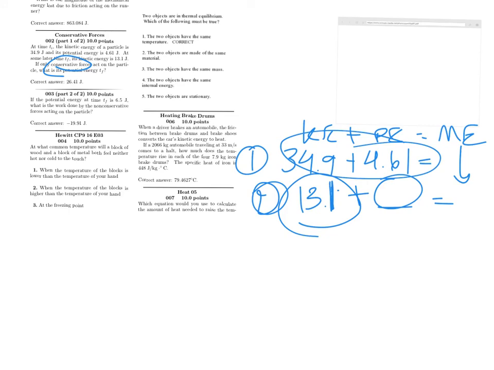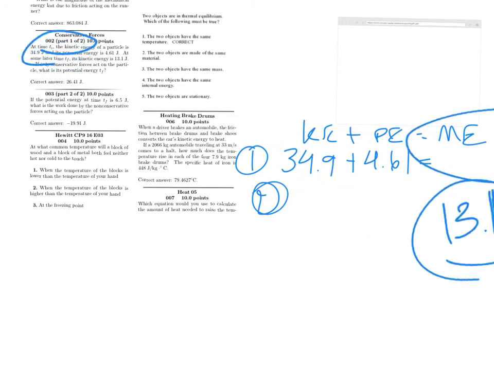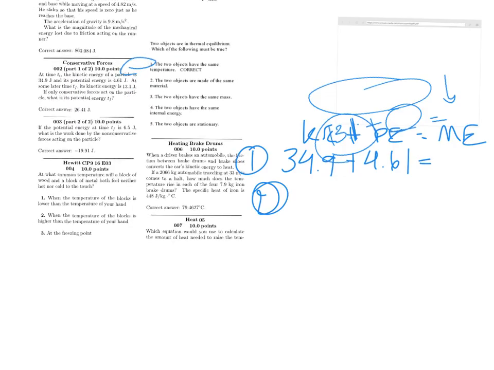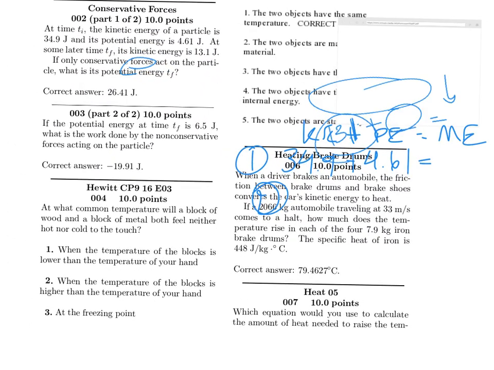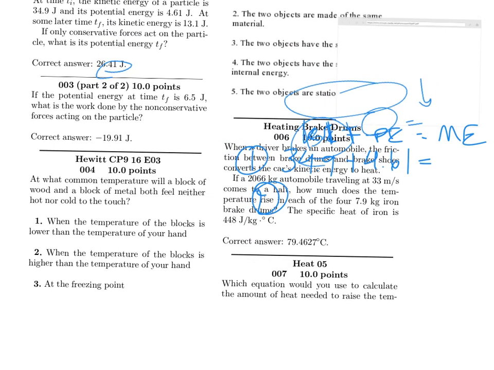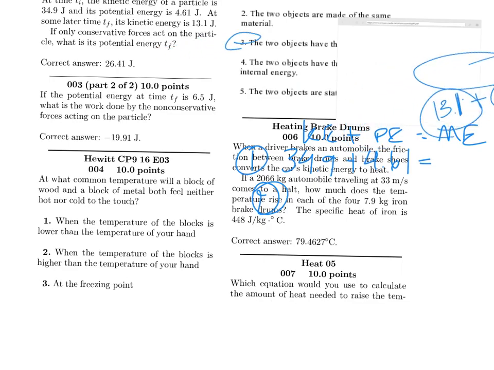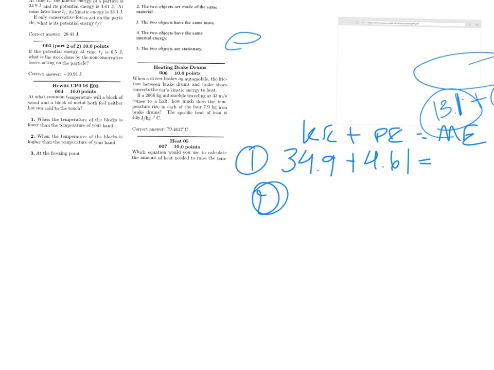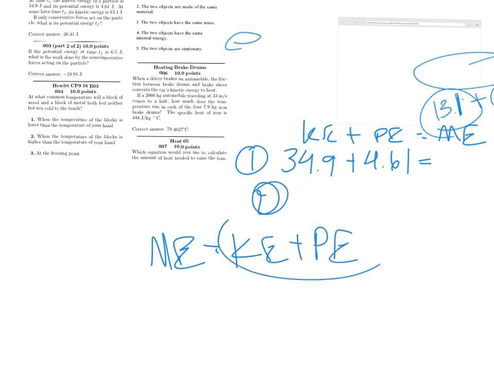But now let's look at the problem right underneath it. If the potential energy is only 6.5 instead, what is the work done by non-conservative forces acting on the particle? What they're looking for there is that there's energy that's missing. What you need to know is that when we did mechanical energy, in real life, it's not just this situation, right? You also lose some of the energy from the internal system as heat, and that's usually going to be from friction or something like that. So just keep that in mind there.